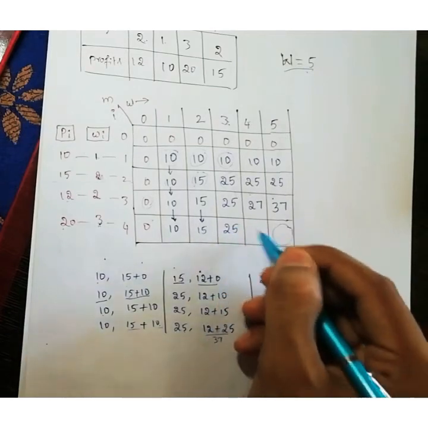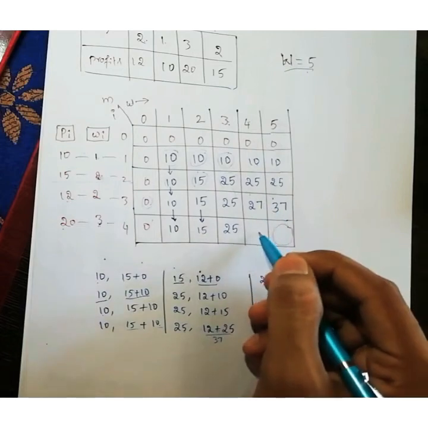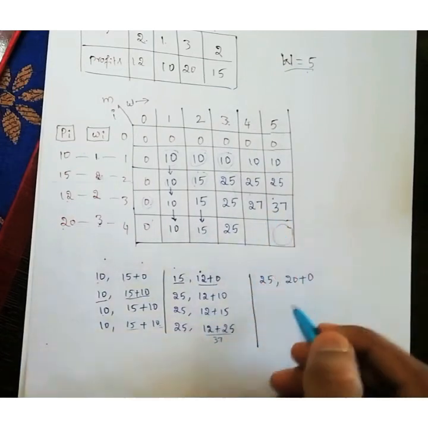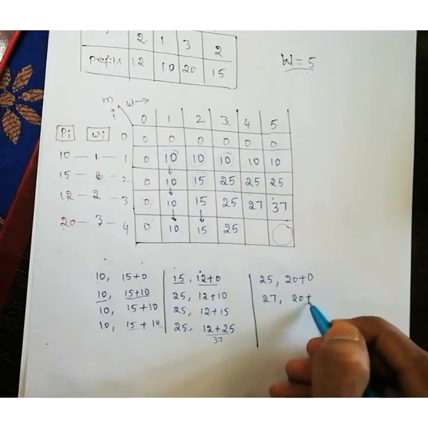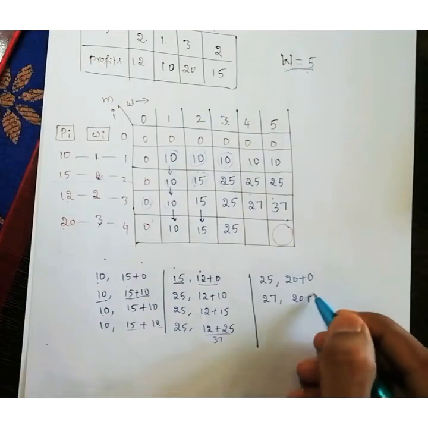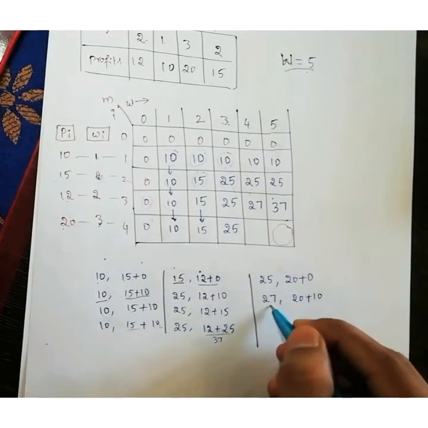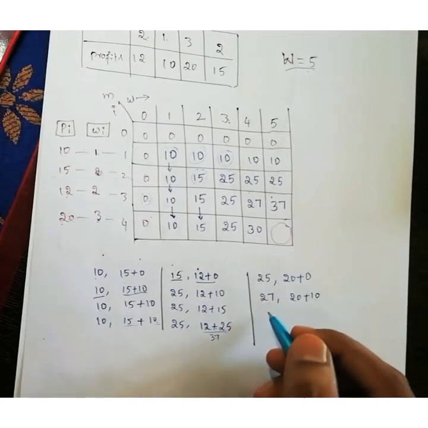25. Next I will fill 3 kg items I can fill in 4 kg bag. Yes, I can fill. But I have to compare the previous element 27 with this profit 20 plus 4 minus 3, that is first column of the previous row, that is 10. So 30 and 27, which is greater? 30. So I will write 30 here. Next, what I will do?